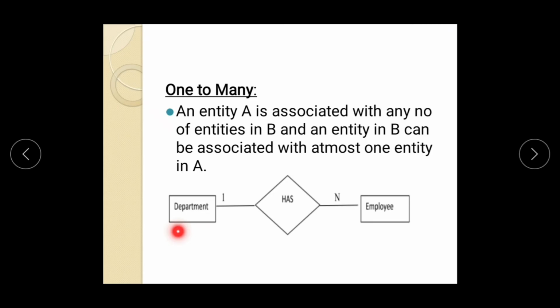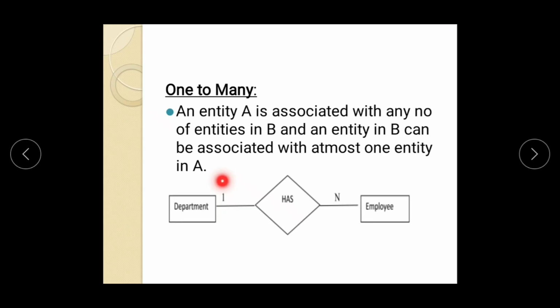So this cardinality ratio is logical. A single department can have any number of employees. A single employee can be a part of only a single department. So here the relationship type is has. Such a relationship is called one to many cardinality. A single entity A is associated with any number of entities in B. A single entity in B can be associated with only one entity in A.